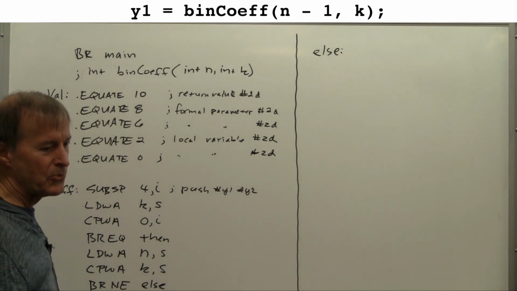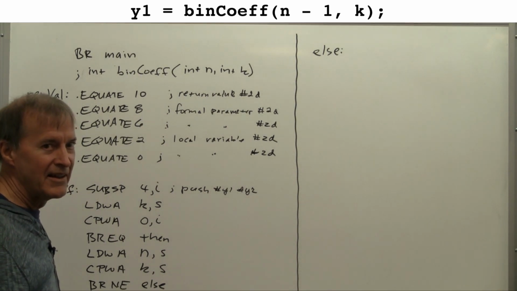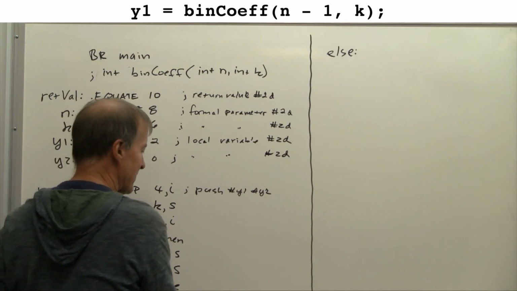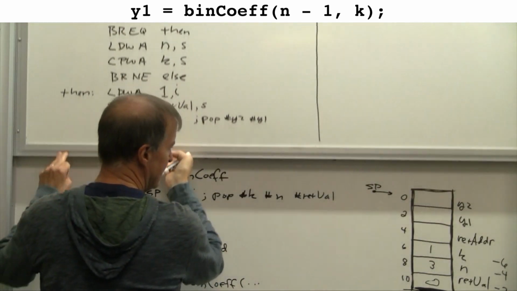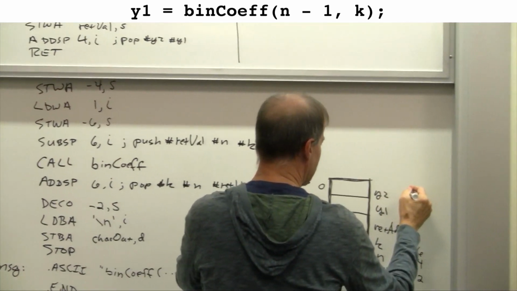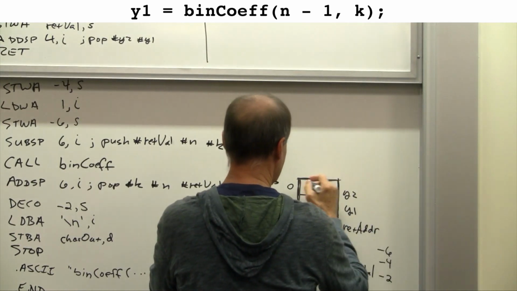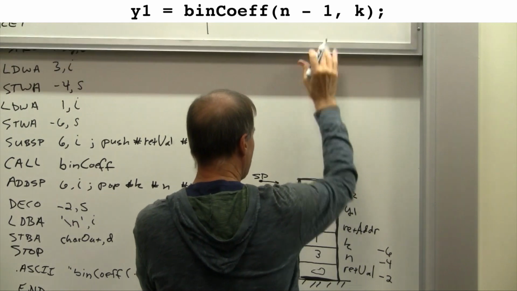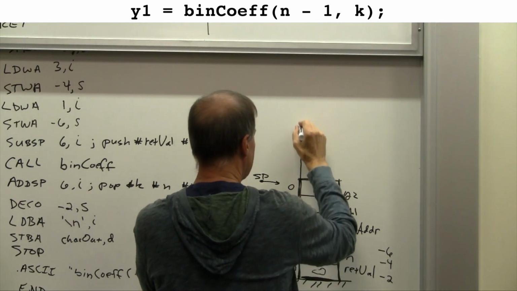So now how do we do, oh! Now what we're doing is y1 gets bin coefficient n-1 comma k. So now what's going to happen, you guys? What's going to happen is we're here. So now when our SP is here, what's going to eventually get another stack frame? So what's it going to be?